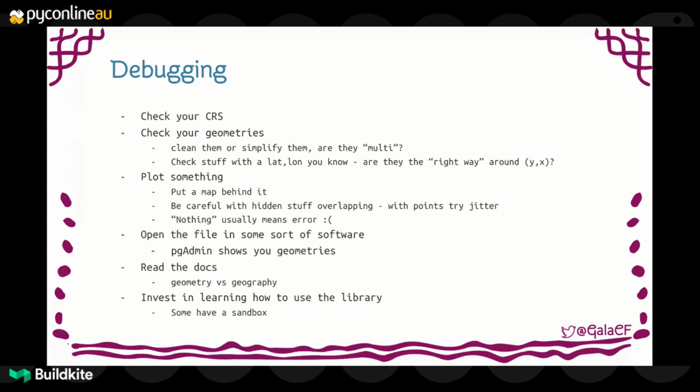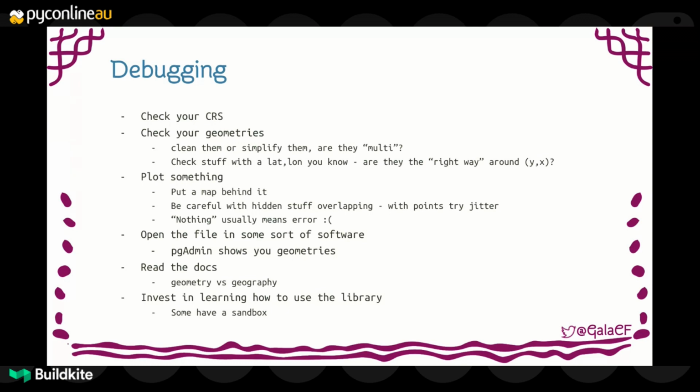Plot something always, put a map behind it, don't just look at its shape. Make sure it's not in the middle of the ocean when you plot it against the map. Be careful with hidden stuff that's overlapping. Sometimes when you plot it, you'll see one point right on top of the other, and so you'll think it's just one point. Why am I seeing 5 in my data? One of the tools people use for this is jittering, so that you can actually see all the things there.